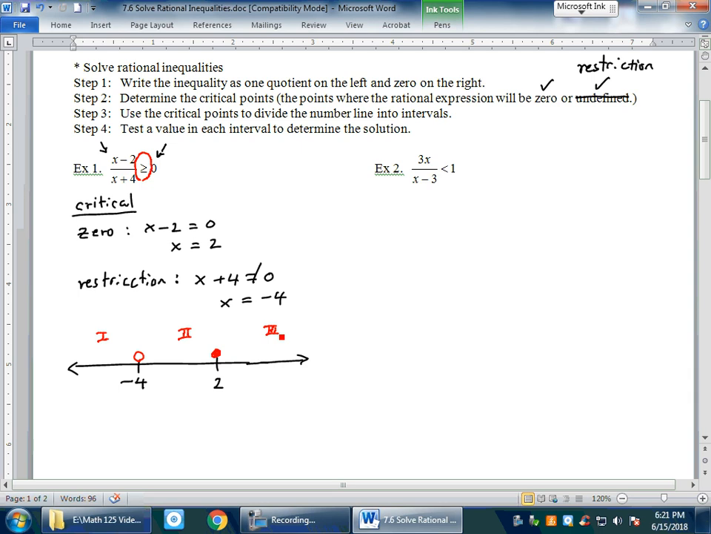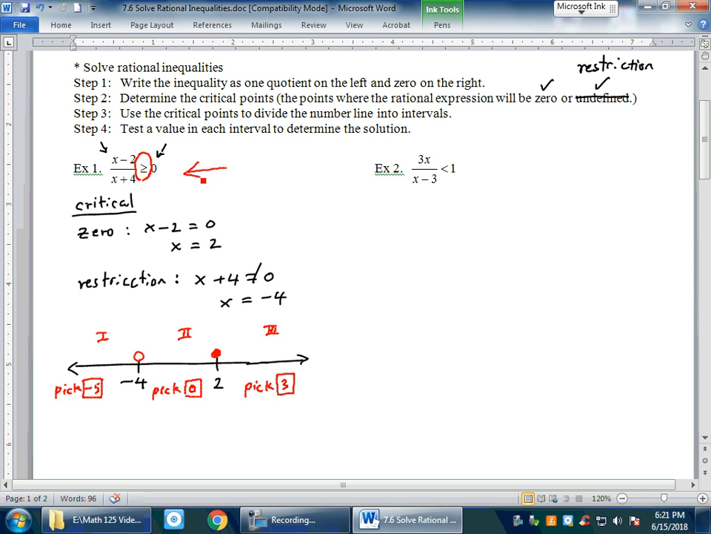We need to pick a number from each interval and test which interval gives a true statement. In interval 1, I can pick -5. In interval 2, I can pick 0. In interval 3, I can pick 3, and the smaller the number, the better. And where do we check? We check in this inequality, when it is only one quotient on the left hand side and the right hand side is 0.